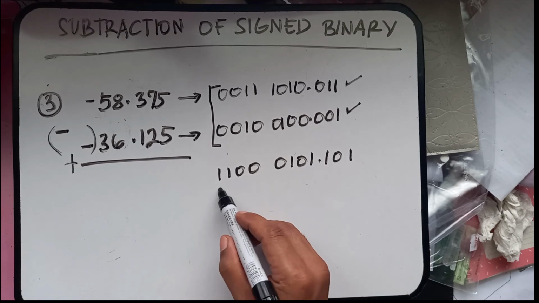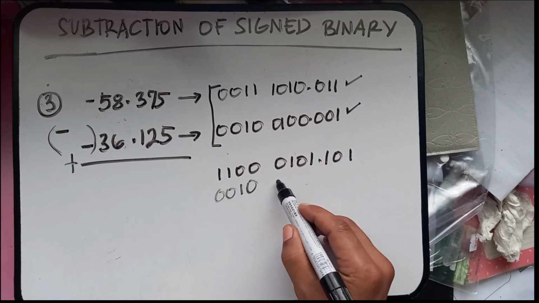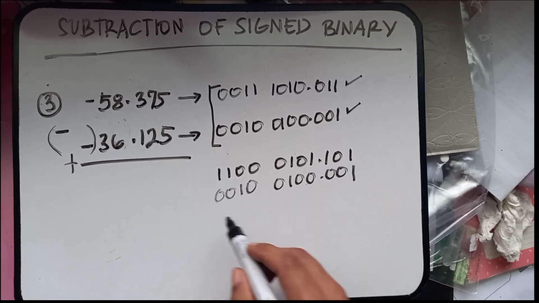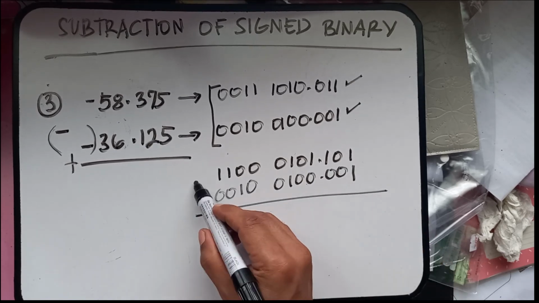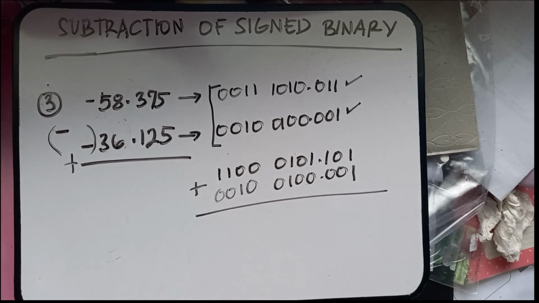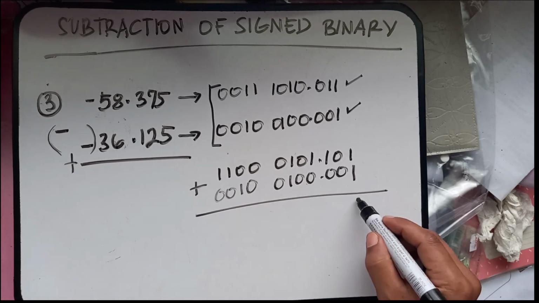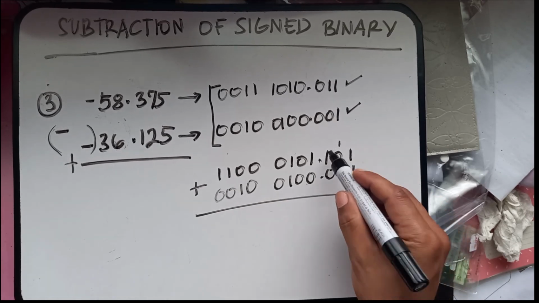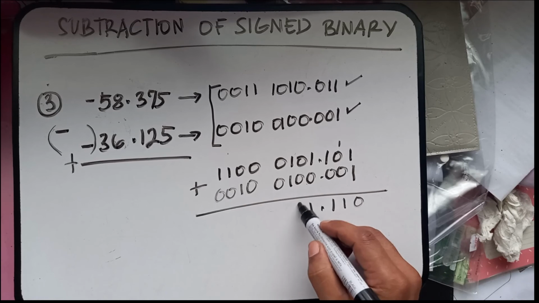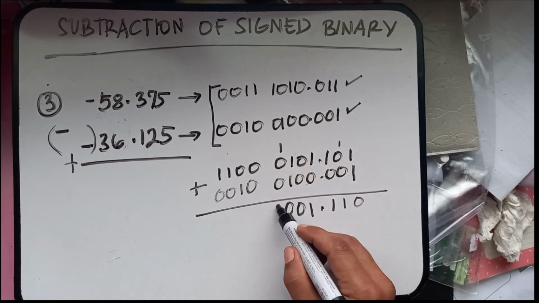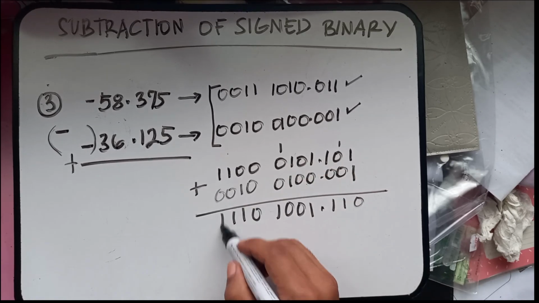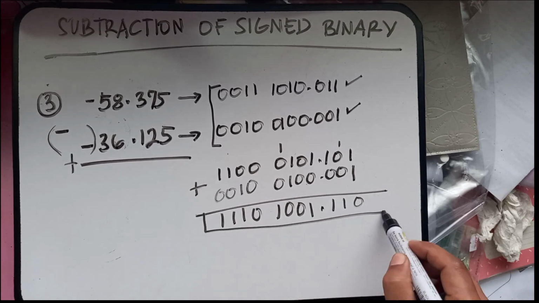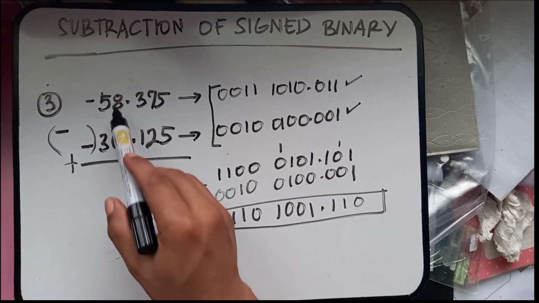So let's just write here 0010. So just copy everything from the second given and then perform addition. Okay, so let's add the 0, carry 1, 1, and then 1. 0, 0, carry 1, 1, 0, 1, 1, 1. Alright, so this is now our answer. So let's try solving this.